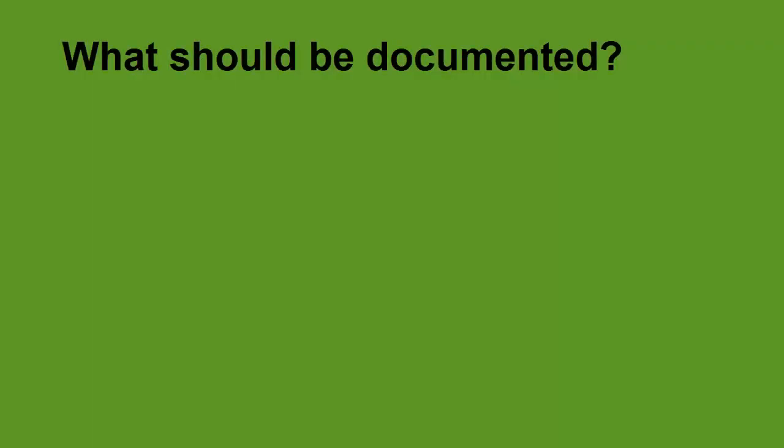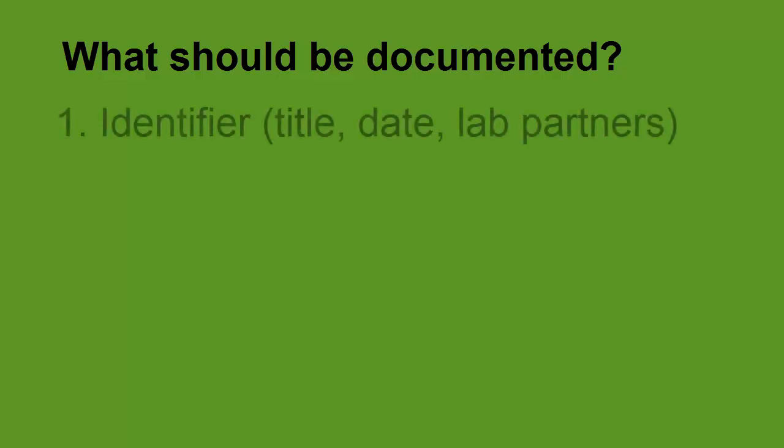Next, let's take a look at some of the information that should be included in your laboratory notebook. First, you want to make sure that there is some sort of an identifier. In other words, there should be a title to the experiment, or maybe some kind of a graphical representation of what the experiment is all about. This is going to then tie back to a table of contents, which we'll talk about in the next section. The identifier should also include the date that the experiment is being performed and who is performing the experiment.